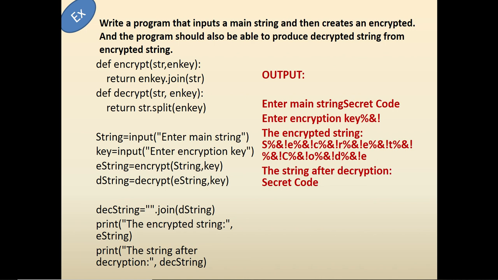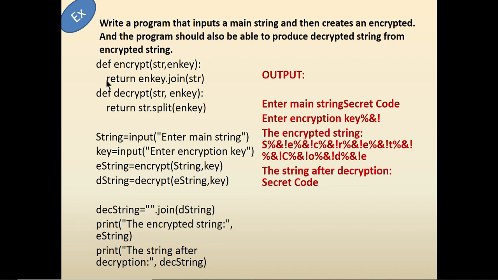So here, how we are going to create an encrypted string is that we are going to add some character, or we are going to replace some character with some other character. Okay, so here we are going to create an encrypted string by adding a character or a string at the end of each character, whatever you give. And the program should also be able to produce a decrypted string from the encrypted string. So once you send the encrypted string, it should be able to decrypt it, that is, get the original string, right?